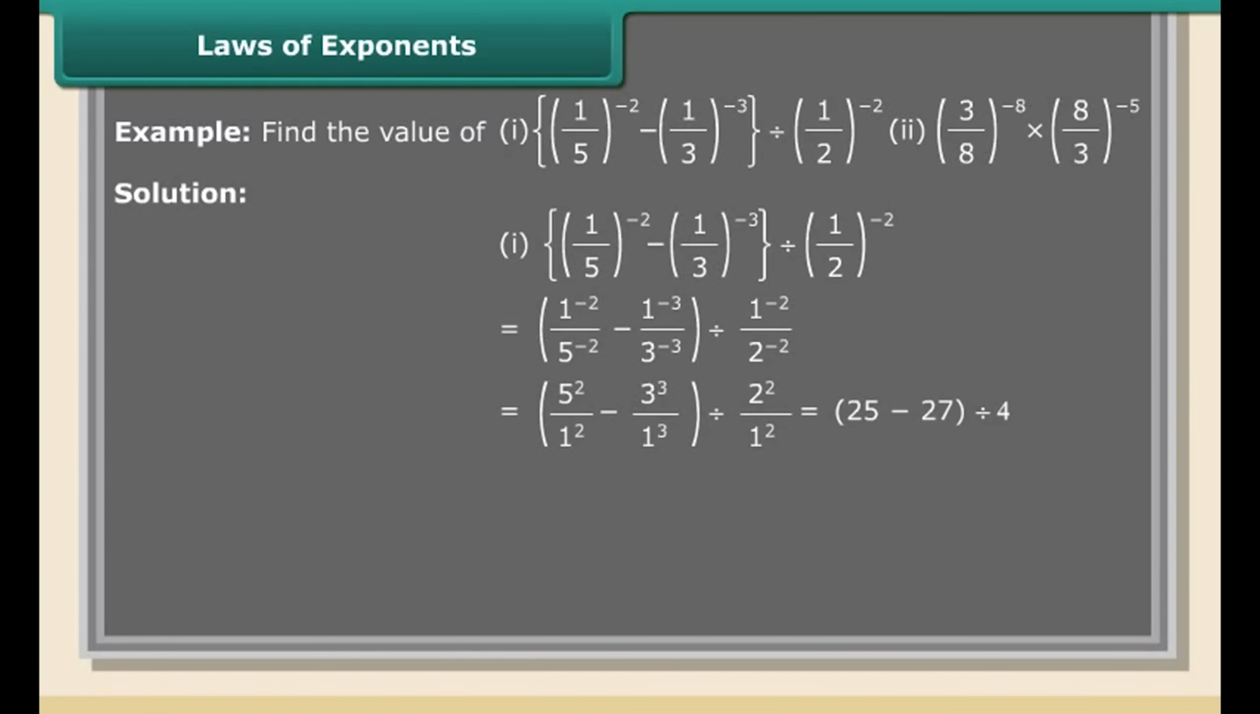This is equal to 5 raised to the power 2 upon 1 raised to the power 2 minus 3 raised to the power 3 upon 1 raised to the power 3, divided by 2 raised to the power 2 upon 1 raised to the power 2, which is equal to 25 minus 27 divided by 4, which equals minus 2 upon 4, which is equal to minus 1 upon 2.